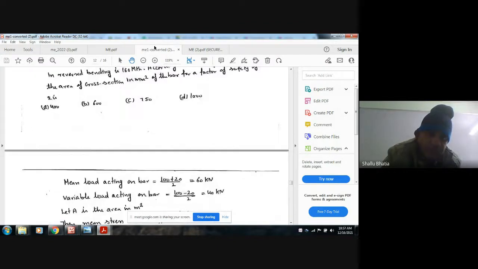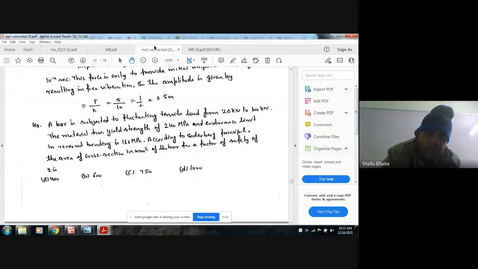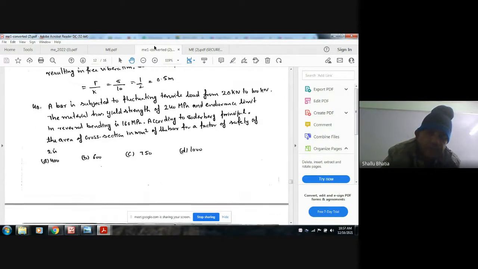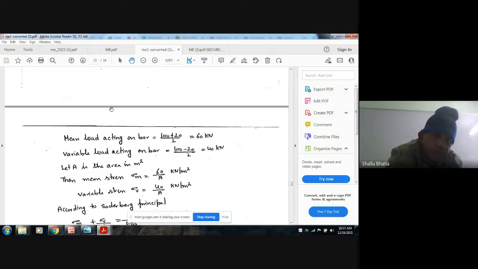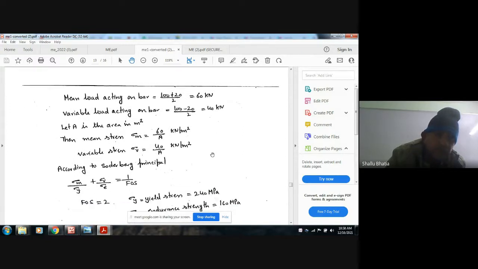So now the bar is subjected to this fluctuating load, 20 to 100. As the load is fluctuating, we have to calculate the mean load. We are taking the average of these loads. Mean load is 60 kilonewtons, and variable load is maximum minus mean. Variable load is 40 kilonewtons. If A is the area, then mean stress is 60 by A, and variable stress is 40 by A.